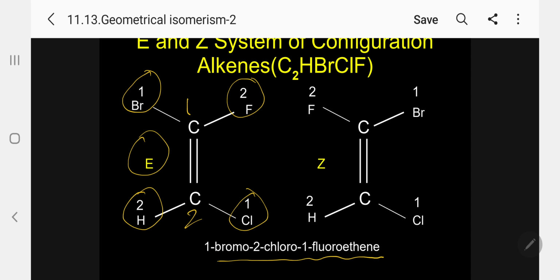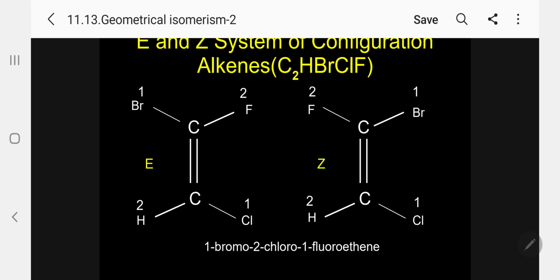Now I have to introduce the E. This is E. Kindly follow. This compound is E-1-bromo-2-chloro-1-fluoroethene. Suppose you come to the right-hand side, kindly follow. If you consider this carbon 1, this is carbon 2. So 1 is bromine, 2 is fluorine according to atomic number.